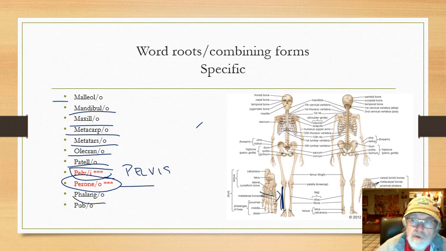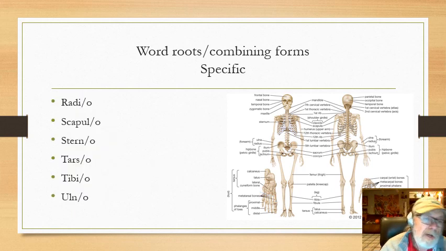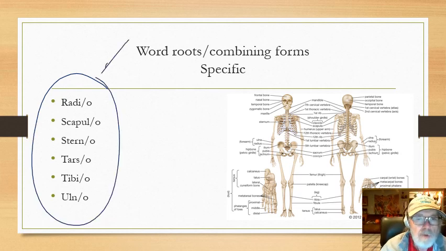Phalangeal, phalanges, or fingers and toes, pubo, radio, scapulo, sterno, tarsal, tibio, ulna. All these are word roots that are made from the vocabulary words we talked about at the beginning. I thought it was easier to show the vocabulary words first and then go to the word roots. So if you take those vocabulary words from the very beginning and add an O, basically you make a word root out of it. So it's pretty simple to figure that one out.